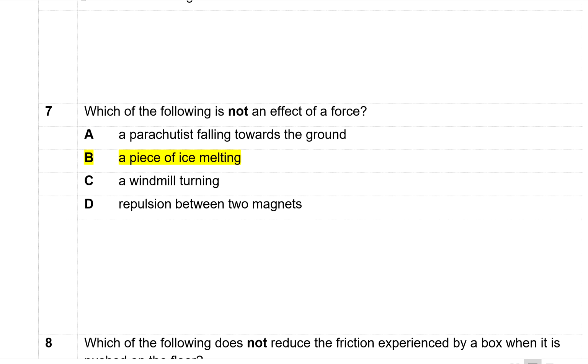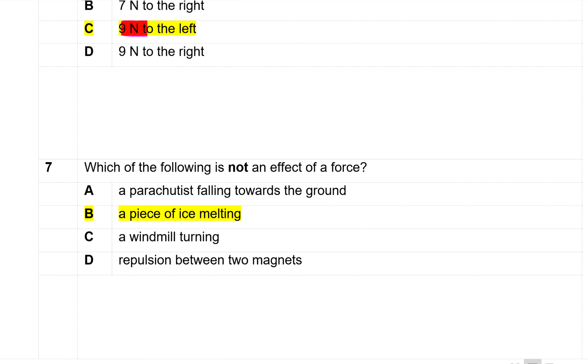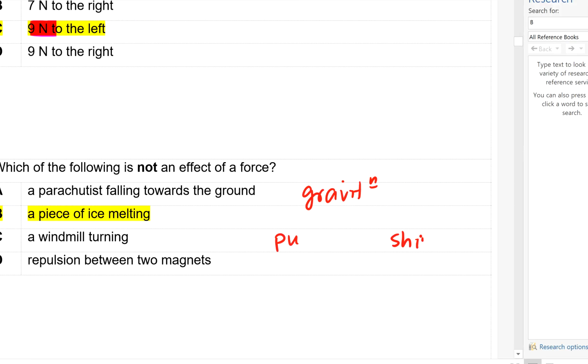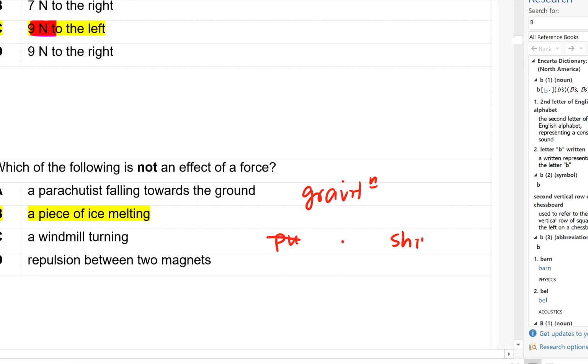Question 7. Now, question 7, which one is not an effect of force? Well, if you look at the first one, parachute falling towards the ground, so that is gravitational force. A windmill turning, the wind is actually turning the windmill, so that is like a pushing force. So the object is being pushed, so that's definitely a force. All right, push. Repulsion, that will be magnetic force.